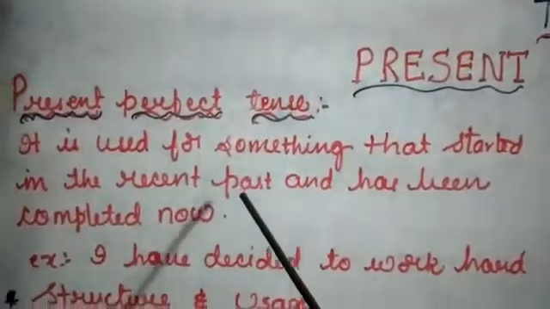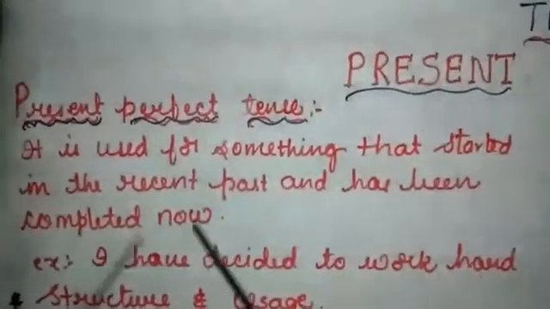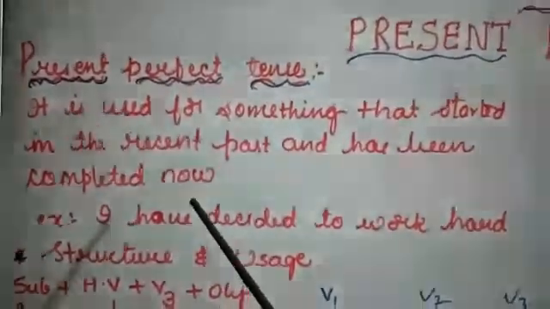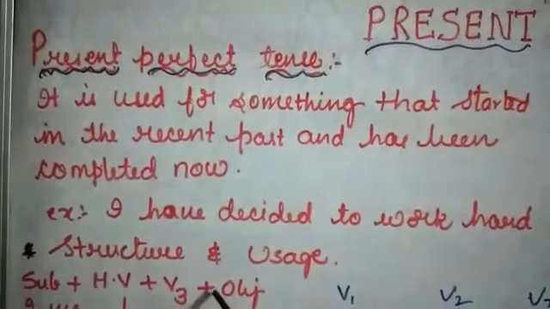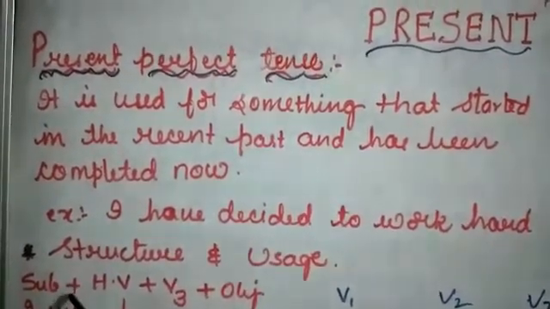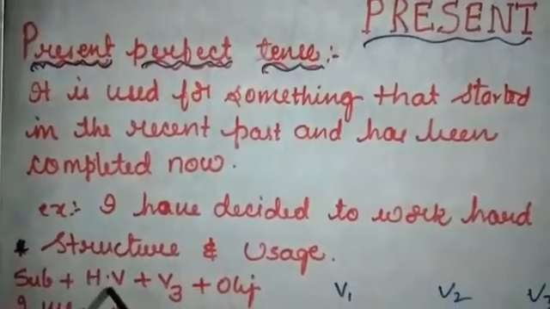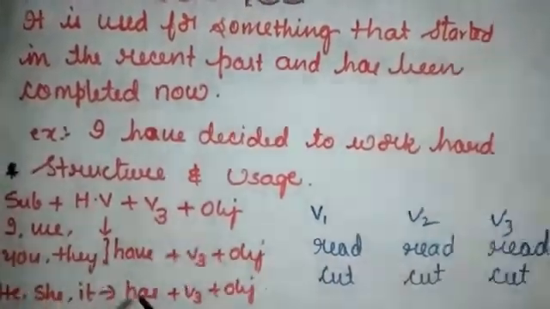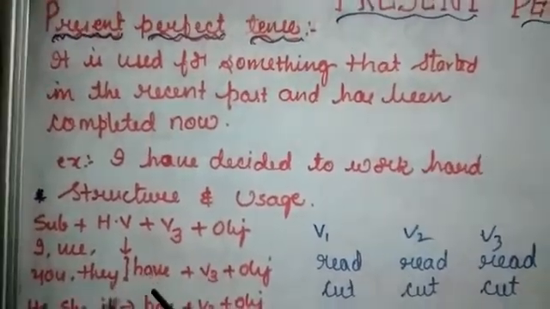So already you know that tense depends on two things, that is structure and uses. Today we will learn the structure and uses of present perfect tense. What is the structure of present perfect tense? Subject plus helping verb plus V3 plus object. It is the structure of present perfect tense. Subjects you all know: I, we, you, they, he, she, it, all these are subjects. But what are the helping verbs used in present perfect tense? Has and have. These two are the helping verbs used in present perfect tense.